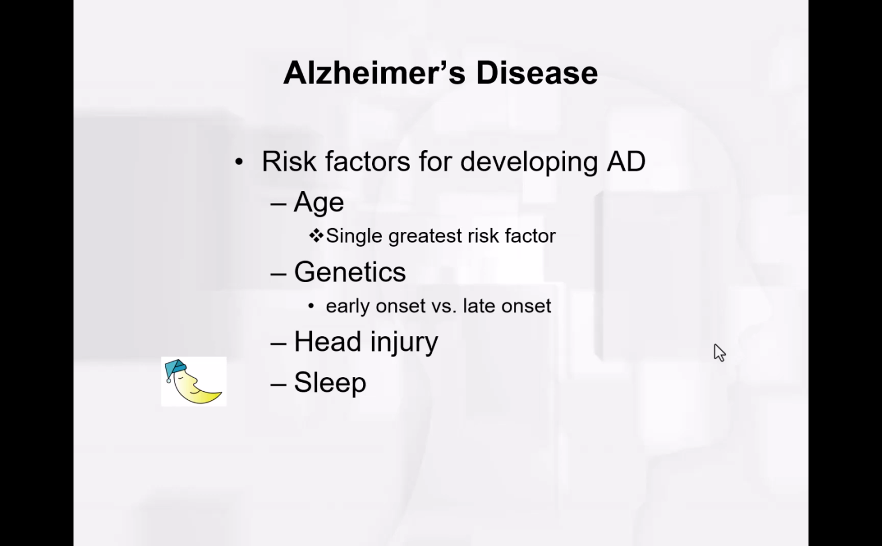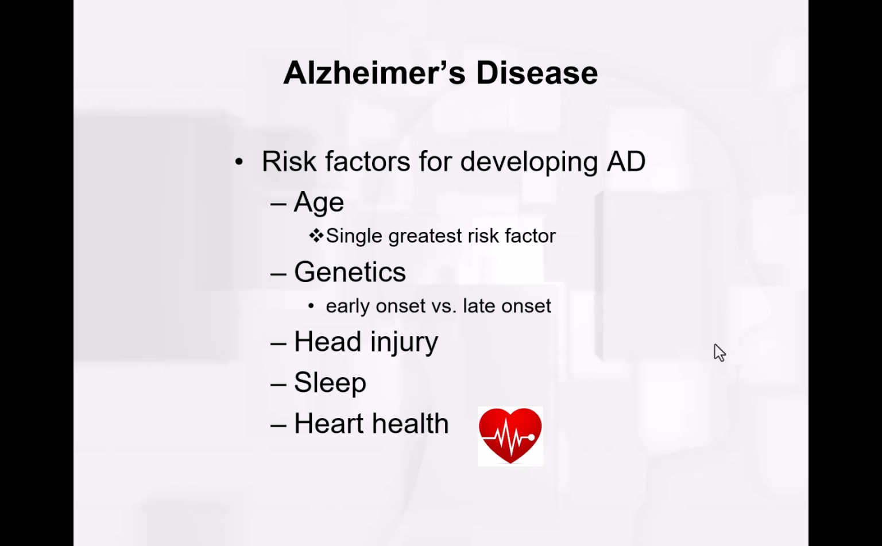Well, Huntington's disease is a little different. Heart health is another one, right? So where, again, as age and genetics we can't control, head injury, sleep, we can make sure we get enough sleep, right? That we're getting enough sleep so that we have that important slow wave sleep. Heart health is something else we can control.